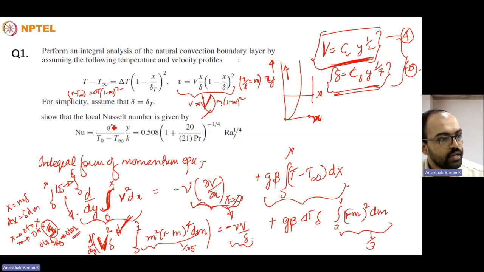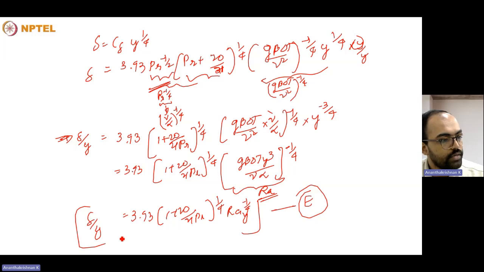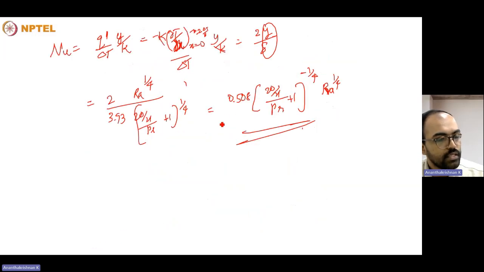We substitute q double dash, which with T0 minus T infinity could be written as minus k into delta T divided by delta x, the differentiation of T with respect to x at the wall surface. The temperature profile is already known, so we get it in terms of delta, and we substitute the value of delta that we obtained, and that gives the Nusselt number.